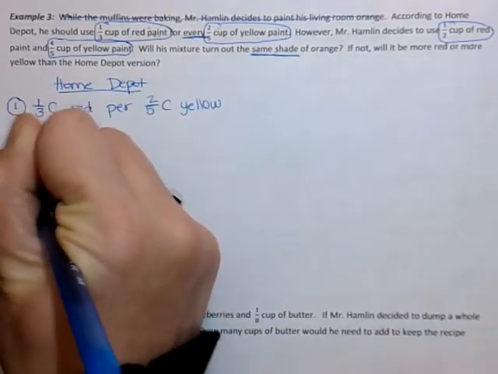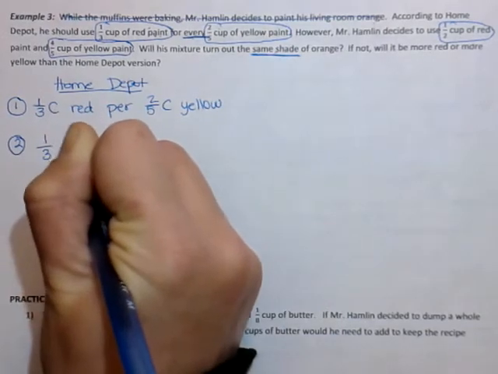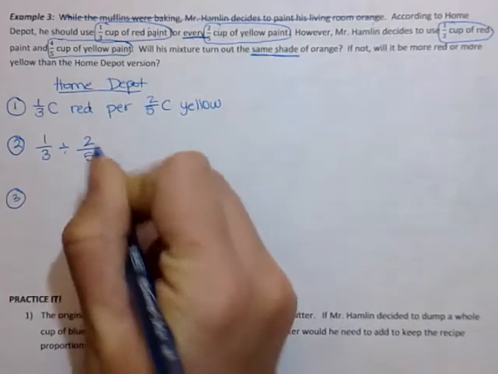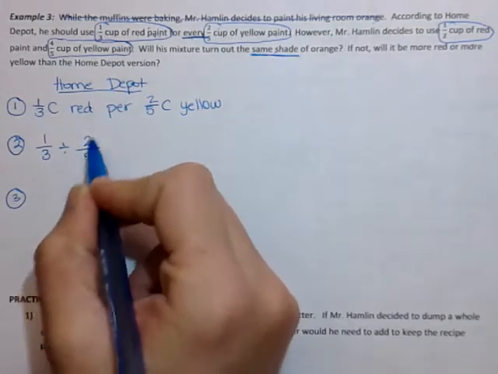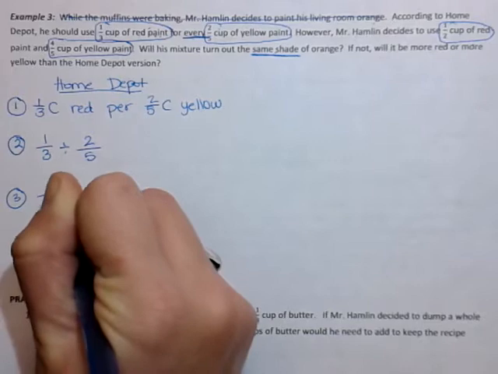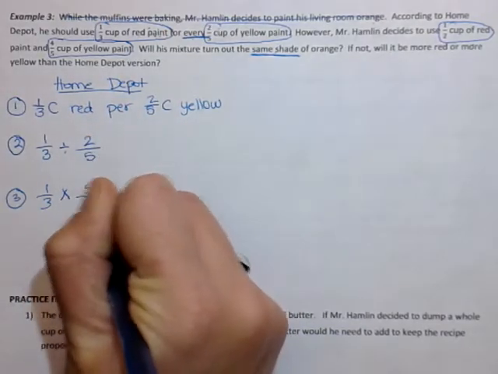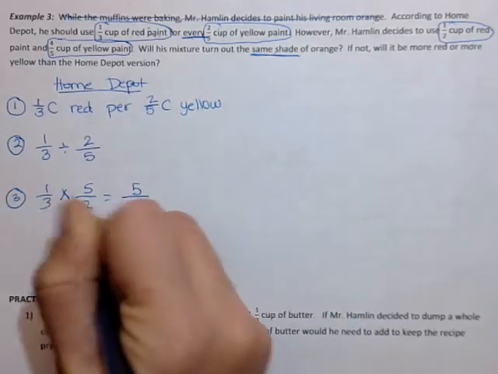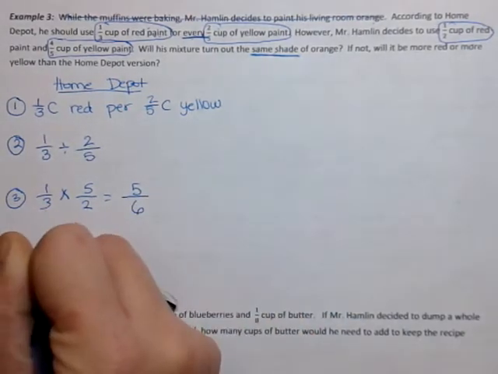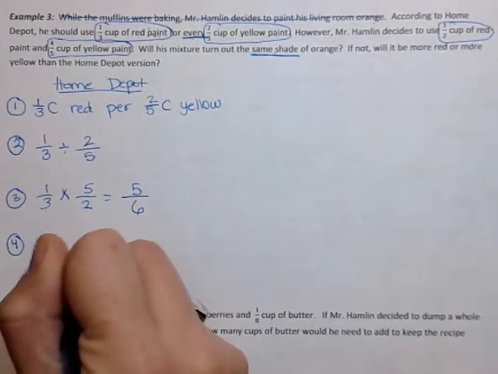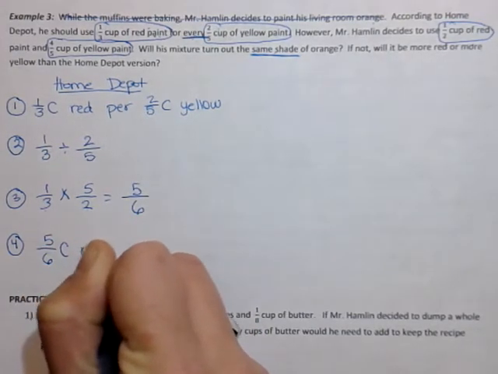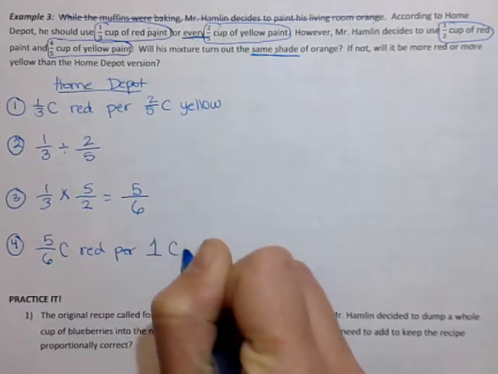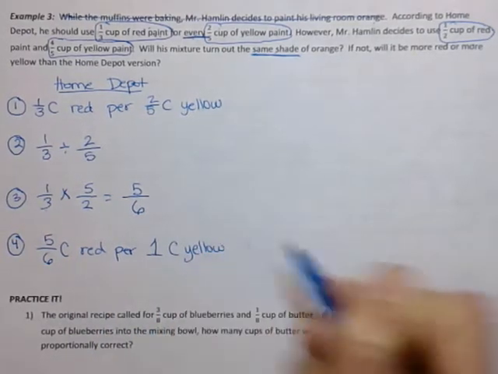Okay, next step I'm going to write as a division problem. 1/3 divided by 2/5. Step 3, in order to divide fractions, I need to flip the second fraction and multiply. So I have 1/3 times, flip it, 5/2. Multiply straight across. 1 times 5 is 5. 3 times 2 is 6. Rewrite. So I have 5/6 cup of red per, now I know I have 1 because I found a unit rate, 1 cup of yellow. So that's what Home Depot says.